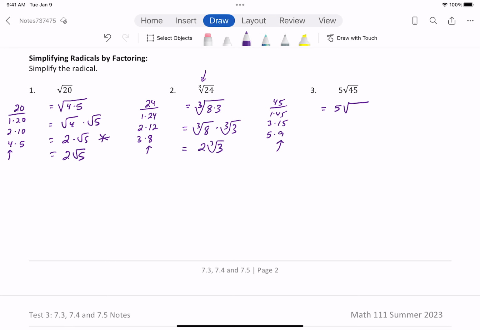So I'm going to rewrite the square root of 45 as the square root of 9 times 5. And now that 5 being out front, the operation between there is a multiplication. So this is 5 times root 9 times root 5. So we have 5 times, I know the square root of 9 is 3, times root 5. So that's just going to leave me with 15 root 5.